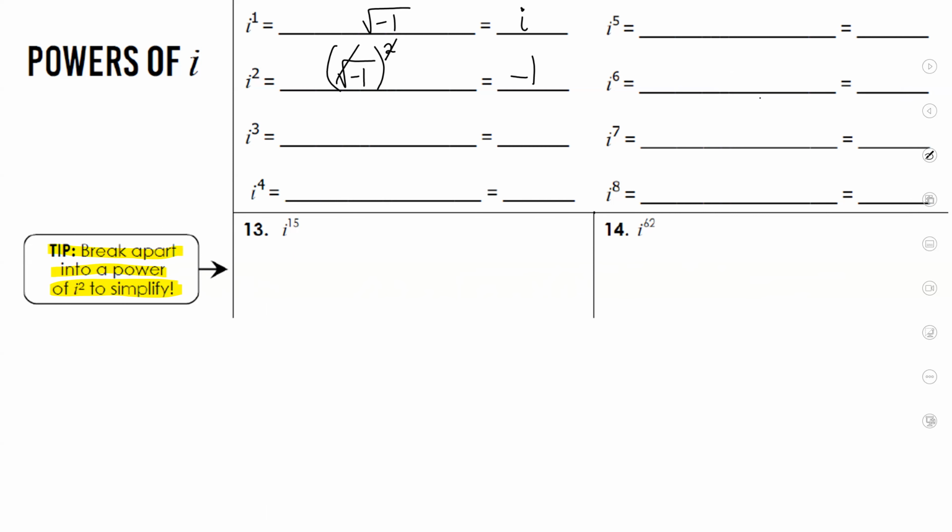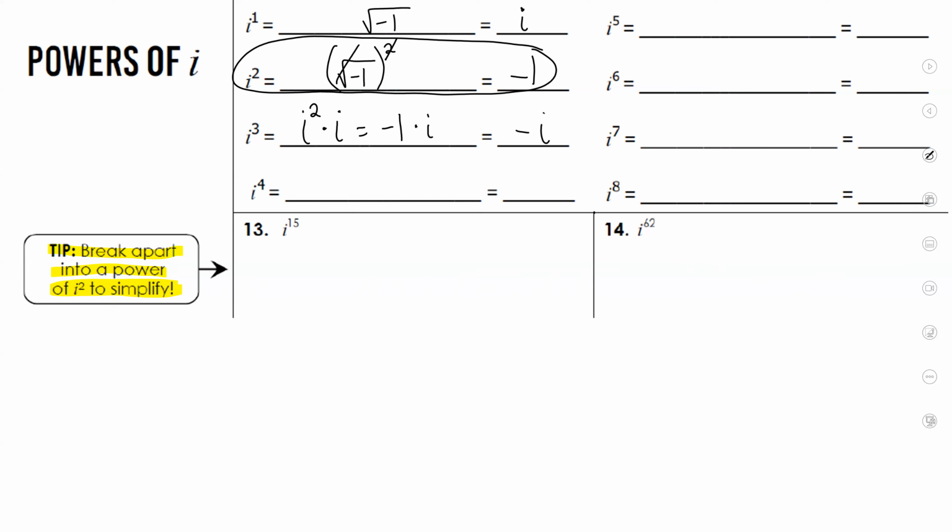i cubed is the same thing as saying i squared times another i. Does that make sense? Okay. i squared times another i is i cubed. And we just said that i squared is -1. Didn't we say that right here? Okay, so that means this is the same as -1 times i. So that's just -i. All right, let's do the next one.